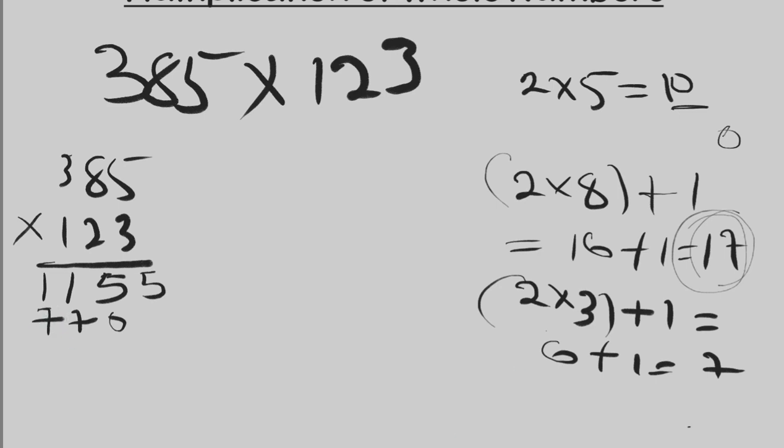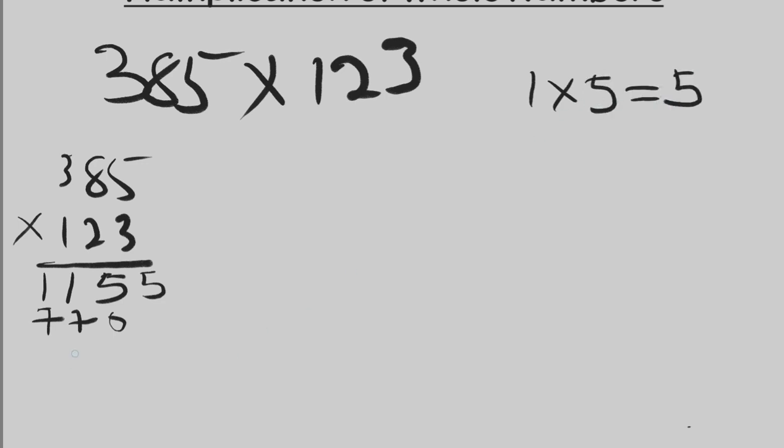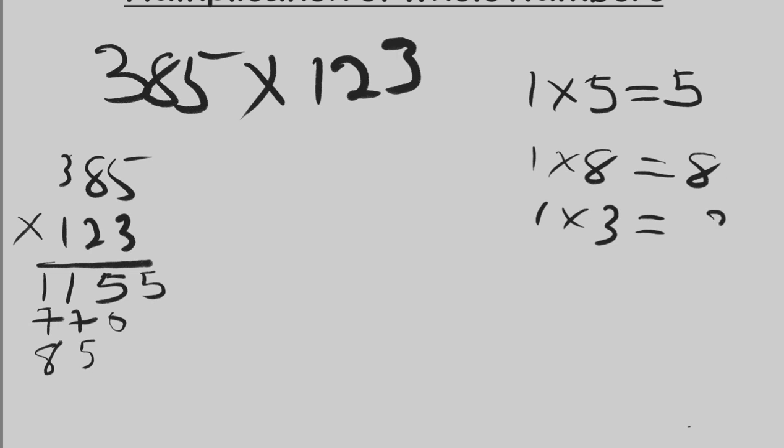So we are getting to the end of it. The next one's going to be the 1. We're going to start with 1. So that'll be 1 times 5 is 5. So I'm going to write 5 right here. Then I'm going to have 1 times 8 is 8. So I'm going to write 8 right here. Then I have 1 times 3 is 3. So I'm going to write 3 right here.